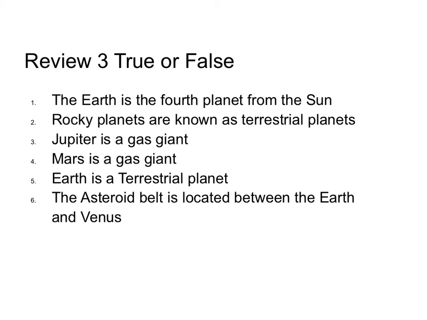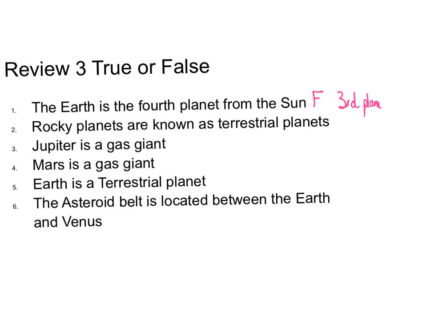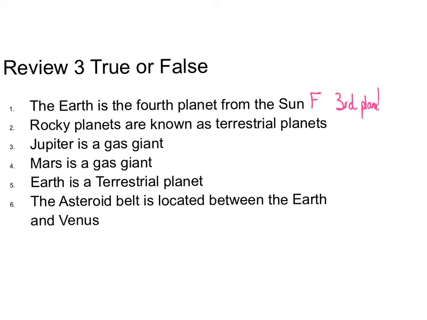Okay, let's check through our answers then. So the first one, the Earth is the fourth planet from the Sun. It is false. Earth is the third planet from the Sun, because we know it's the E in My Very Easy Method. Okay, rocky planets are known as terrestrial planets. That is true. Okay, Jupiter is a gas planet. That is also true. Mars is a gas planet. That is false. Mars is a terrestrial planet.